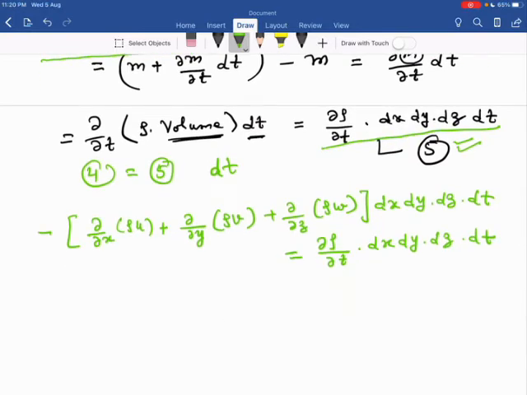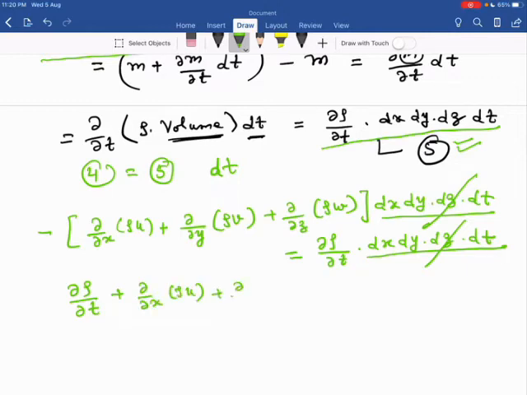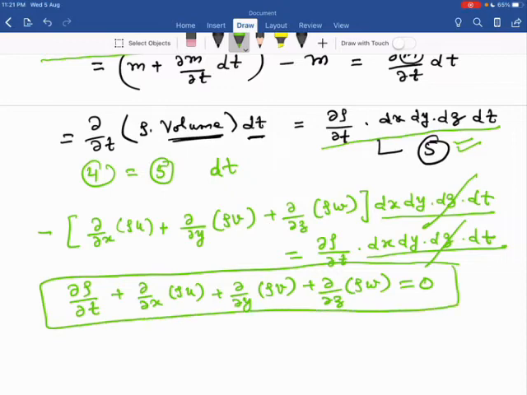Now you see this term cancels with this term. So now we are left with ∂ρ/∂t, then you rearrange the terms also, plus ∂/∂x of ρu plus ∂/∂y of ρv plus ∂/∂z of ρw equal to 0. Okay. Now this is the differential form, the required differential form of continuity equation.